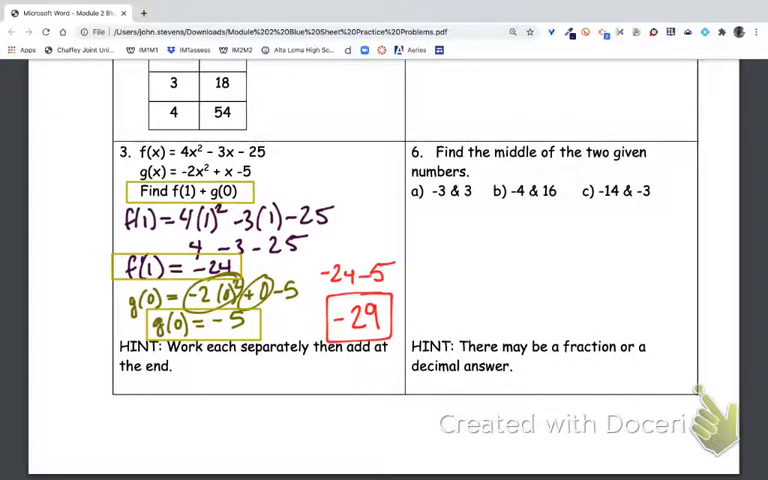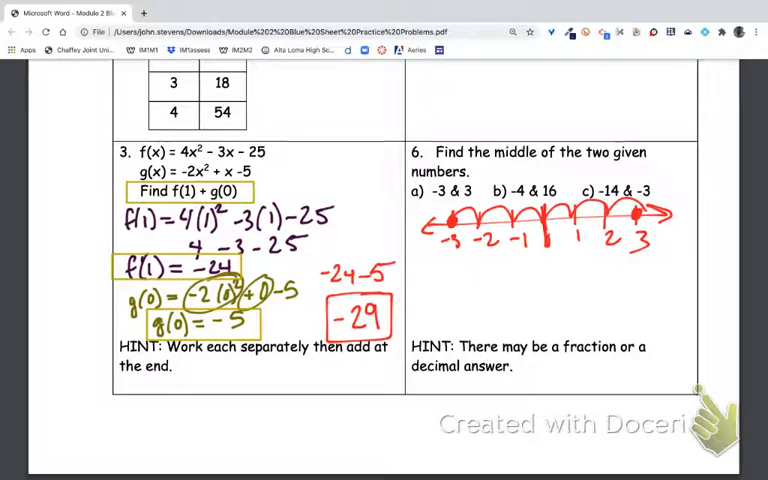For number 6, the middle of two given numbers. A couple of different ways that you can do this. You can do this the hard way. I'm going to set up a number line and go negative 3, negative 2, negative 1, 0, 1, 2, 3. I know that I've got one of my points here, another point here. I need to try to find the middle point. So 1, 2, 3, 1, 2, 3. Yep, it's the same. The middle is 0.